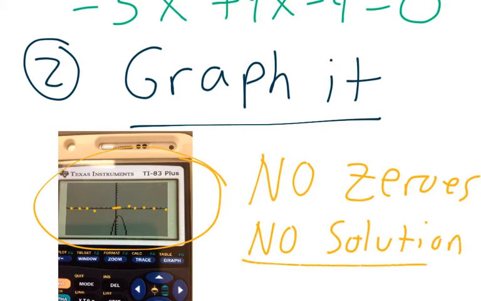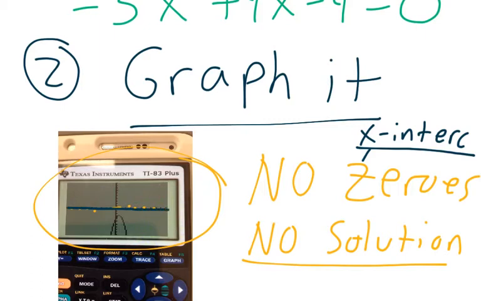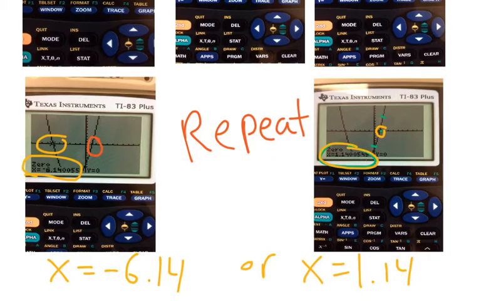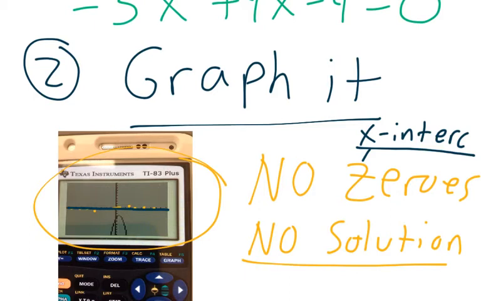So if you have no zeros, and again, zeros is another word for x-intercepts, if you don't have any zeros here because it never hits this line, then you have no solution. So the last one had 2 times where it hit the x-axis there and there. I had 2 solutions. This one, I have none.